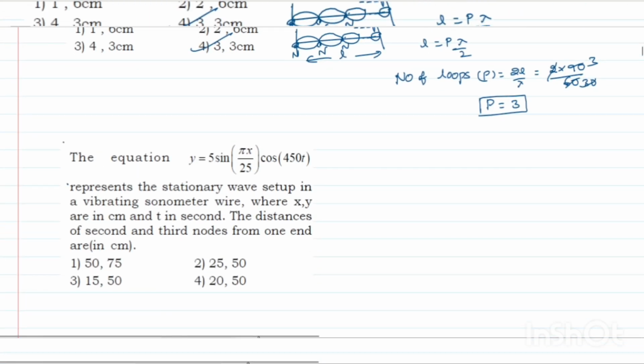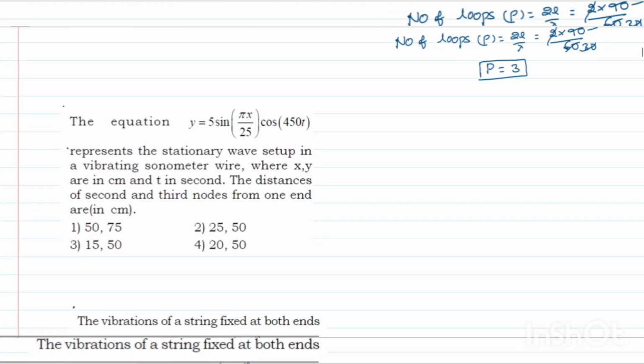Let us see the next question. The equation y equals 5 sin pi x by 25 into cos 450 t represents a stationary wave set up in a vibrating sonometer wire, where x and y are in centimeters and t is in seconds. The distance of the second and third nodes from one end of the wire they are asking.